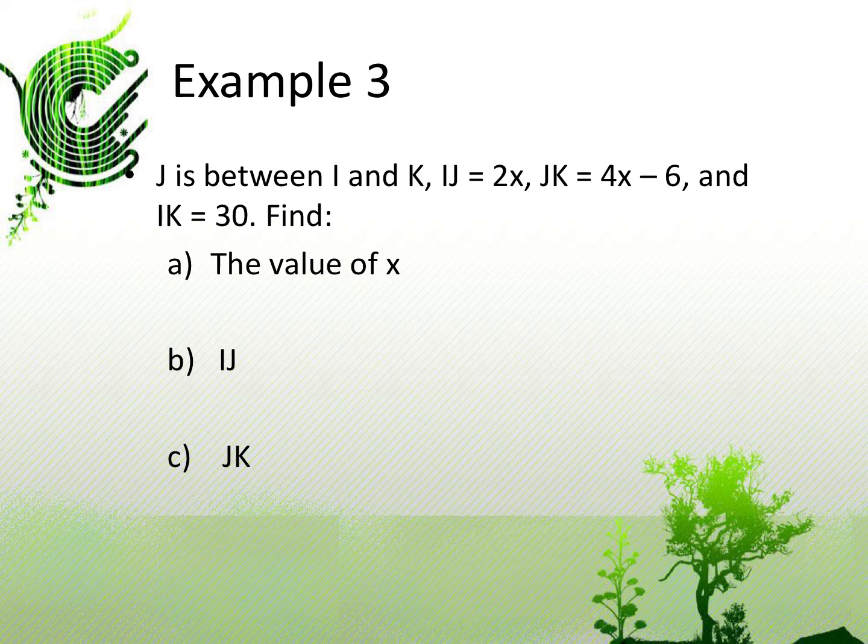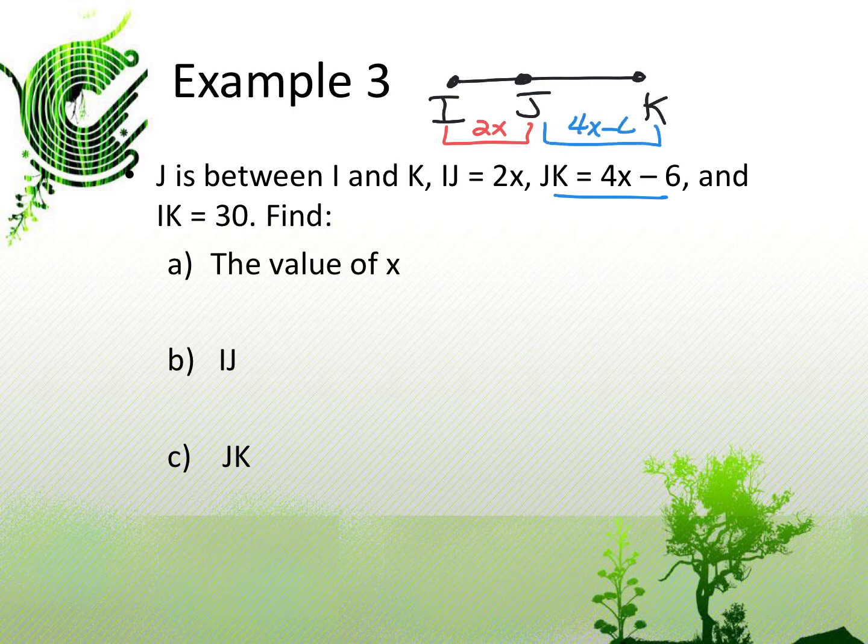So I'm going to draw a segment, and I'm going to label I and J and K on my segment. So it says J is between. So I'm going to put it about right here. Doesn't matter where. And it states that IJ is equal to 2x. So I'm going to put 2x here. And then it says that JK is equal to 4x minus 6. And then it states that the whole thing, IK, equals 30.